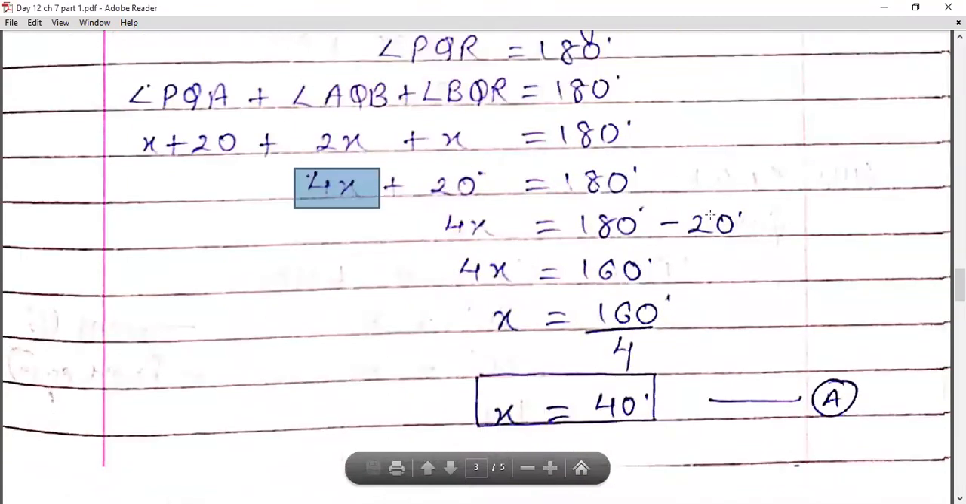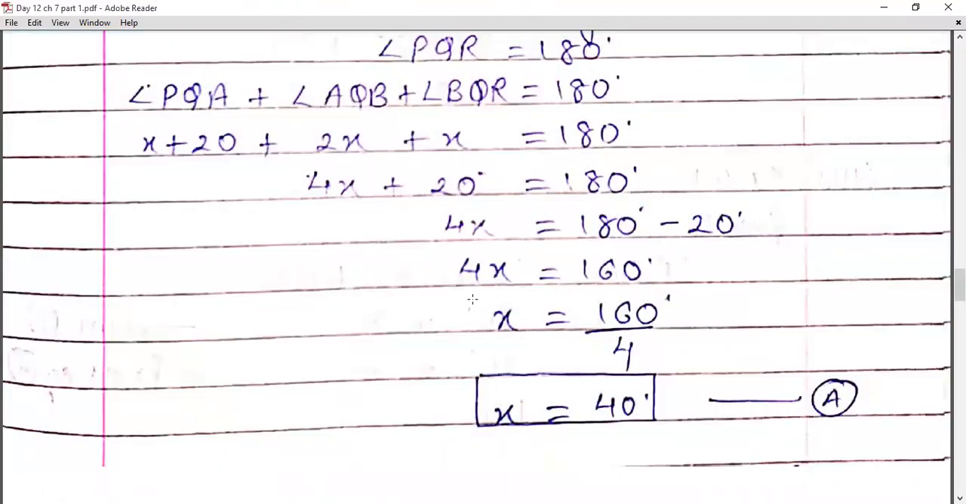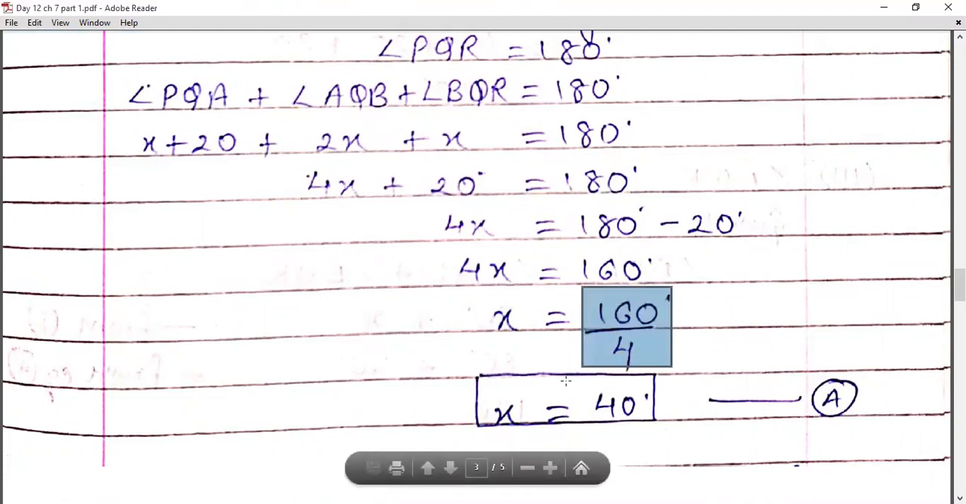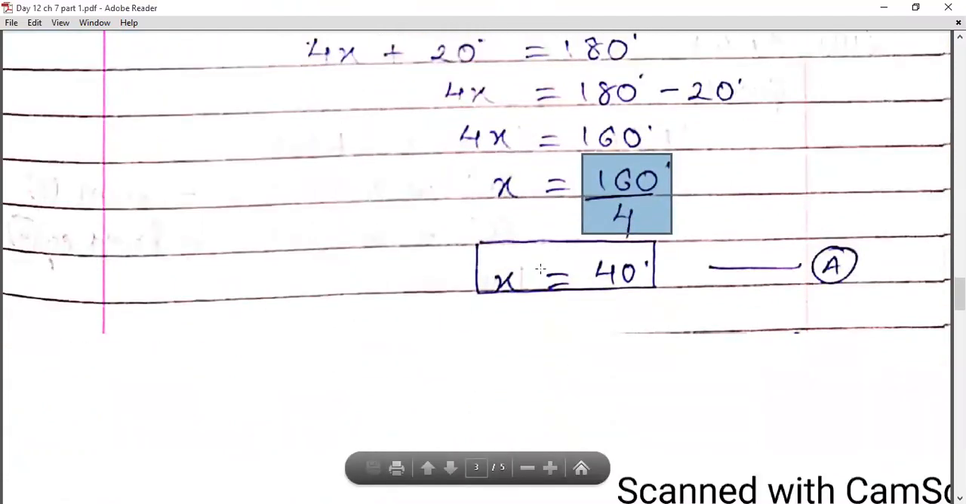Transferring first 20 degrees to the other side, it is in addition over here, so the sign will get changed. 180 minus 20 degrees will give you 160 degrees. Transferring 4 to the other side, it will come into the denominator. You will get 160 divided by 4. On simplification, you will get the value of x as 40 degrees.